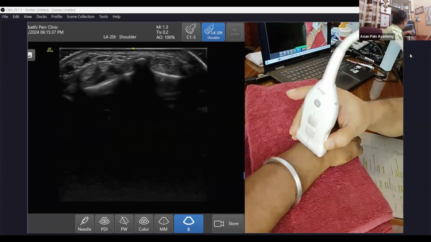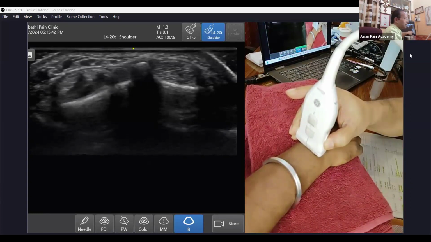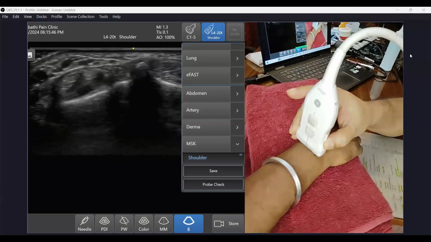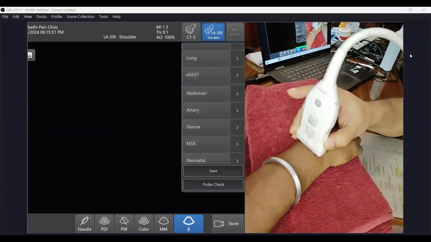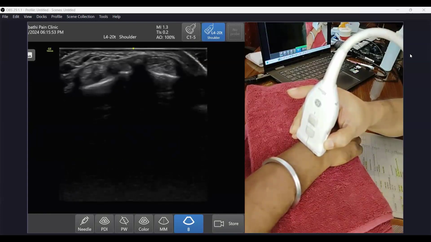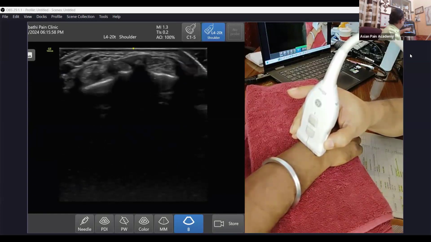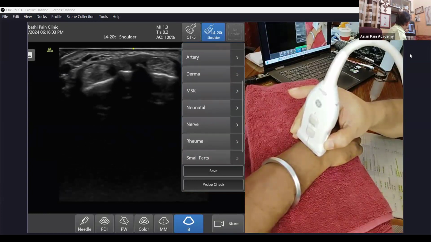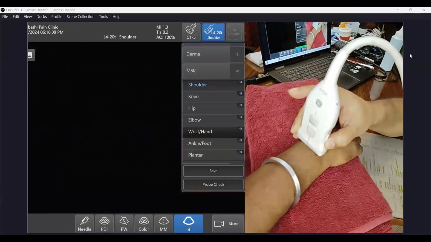I will decrease the depth. Boss, you change the setting to wrist and hand, it will be very nicely visible then. Yeah, actually. Yeah, MSK. I think it is not. Oh, it is made. No, no, it is not made. Press on MSK. Yeah, see MSK. Wrist and hand has come. Yes, yes, yes. Okay.